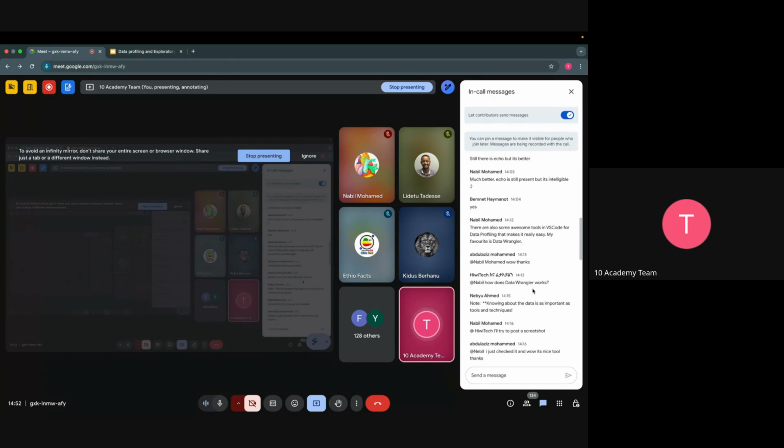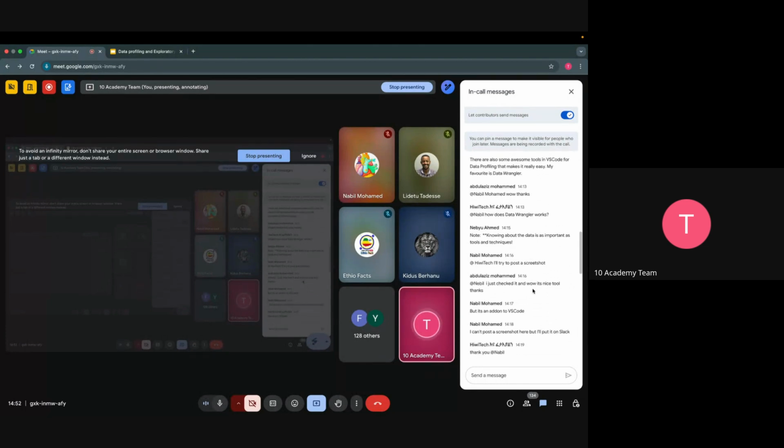Yeah, Data Wrangler is a very good tool. You can also use that. Knowing about the data is as important as the tools and the techniques. Yes, so that's why I have been emphasizing one of the mistakes that I see while people are working with data: they know how to use the tools or they know how to fix things, but they don't know about the data.